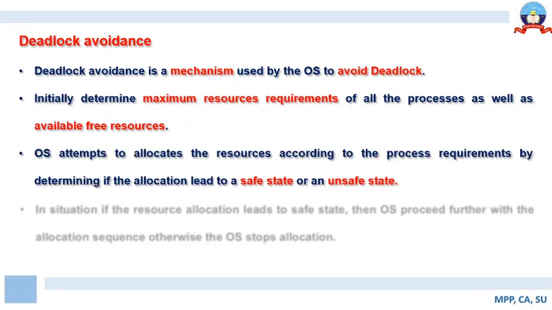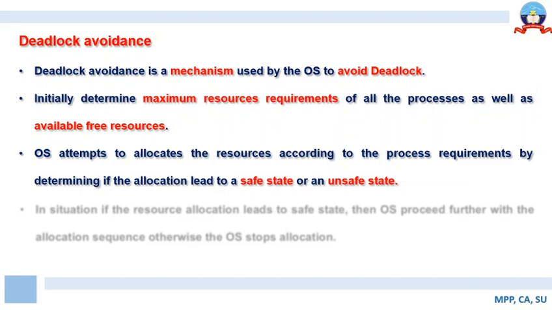Now how does it do it? The operating system attempts to allocate the resources according to the process requirement by determining if the allocation leads to a safe state or an unsafe state.